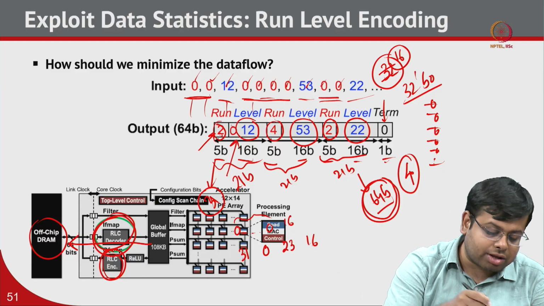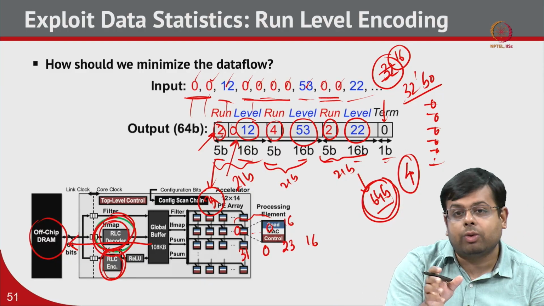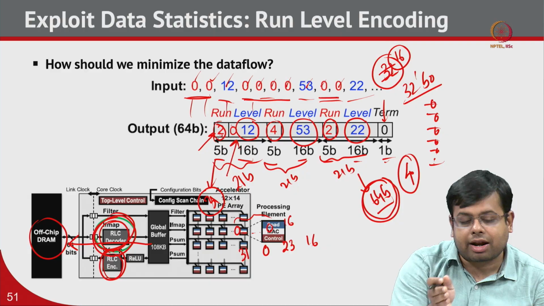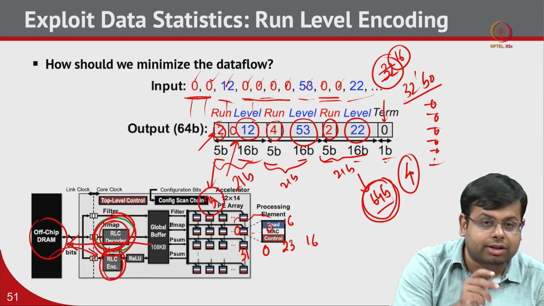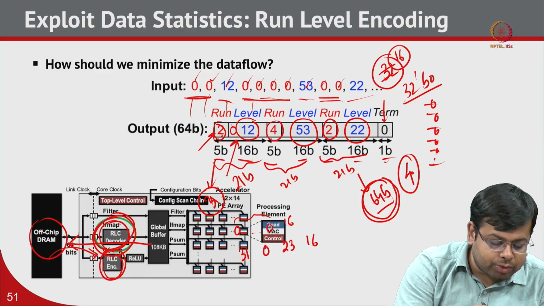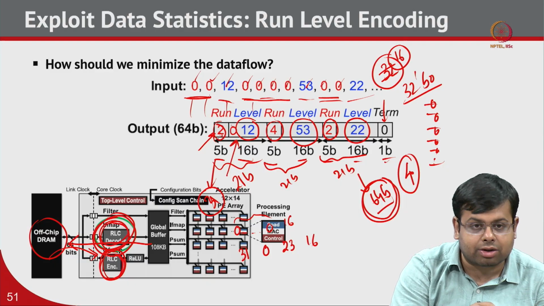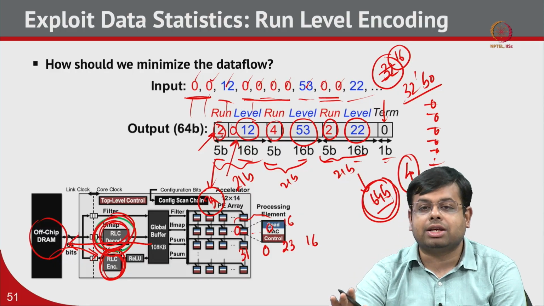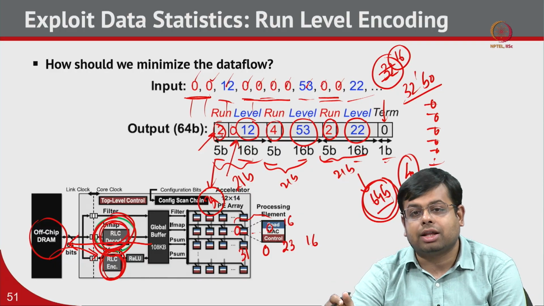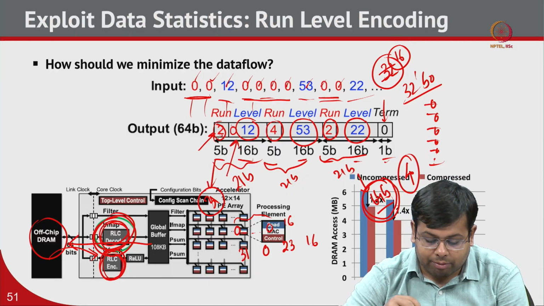Now, since we have this run level coding, we are compressing the data and then sending it to DRAM. Whenever we are fetching from DRAM, we get that compressed data. So, in between there is an RLC decoder and an RLC encoder. So, the amount of data access to and from DRAM is less. That is how they are reducing the number of DRAM accesses.